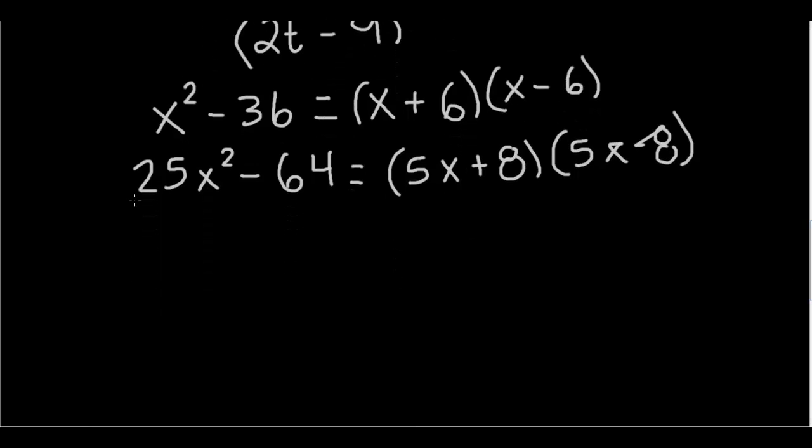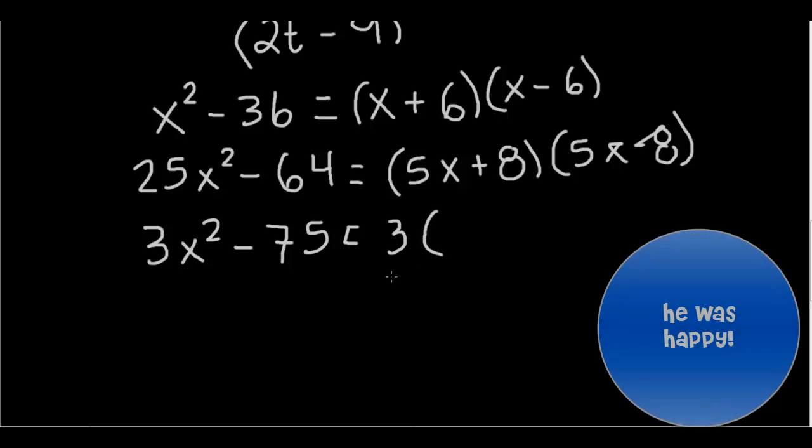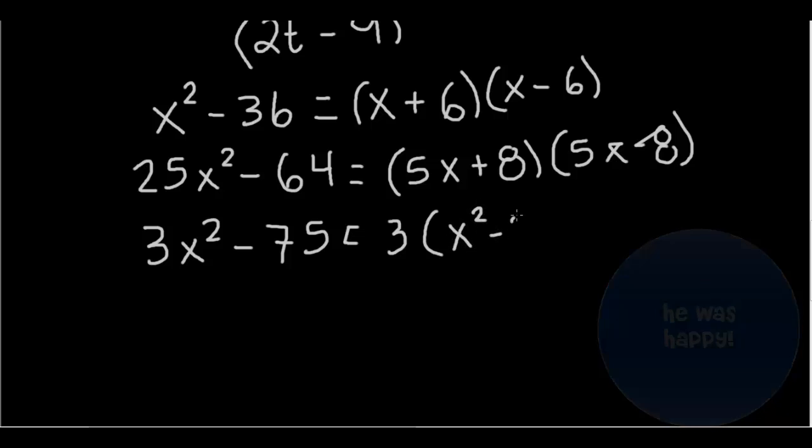Now one last example. Let's say that we have 3x squared minus 75. And you can tell me, well, none of them are perfect squares, and you will be correct. None of them are. However, they do have a common factor. The common factor is 3. So I'm going to factor out the 3. If I factor out the 3, I'm going to end up with 3 times x squared minus 25.